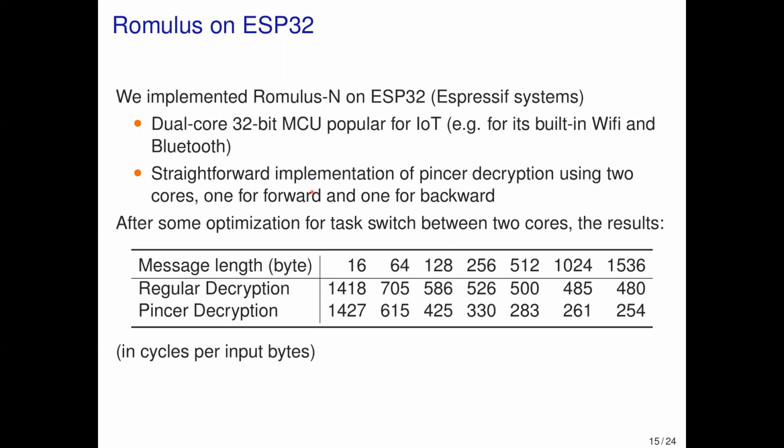Our implementation of pincer decryption follows the straightforward strategy, namely, we use one core for the forward computation path and the other for the backward path. After some optimization for task switching between two cores, we obtained the performance figures shown in this table in cycles per byte. This shows that if the message is long enough, we can halve the decryption cycles.